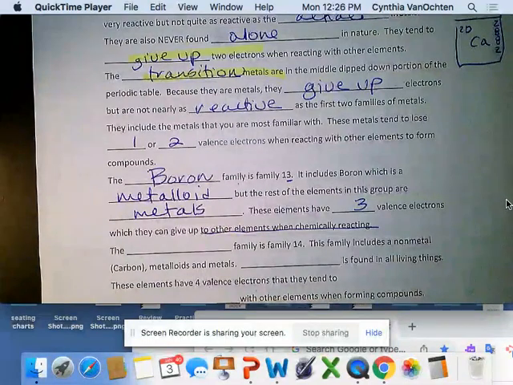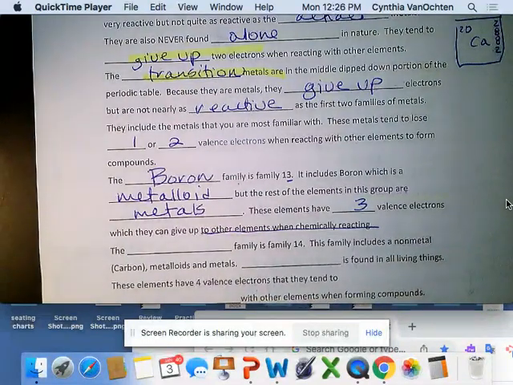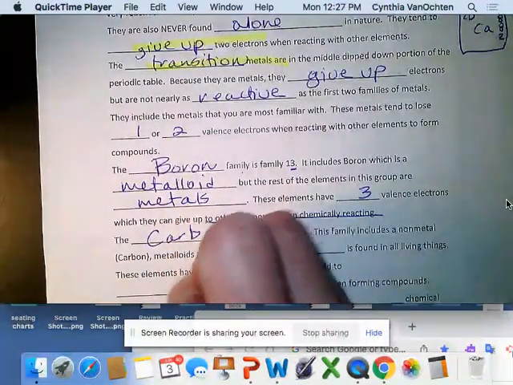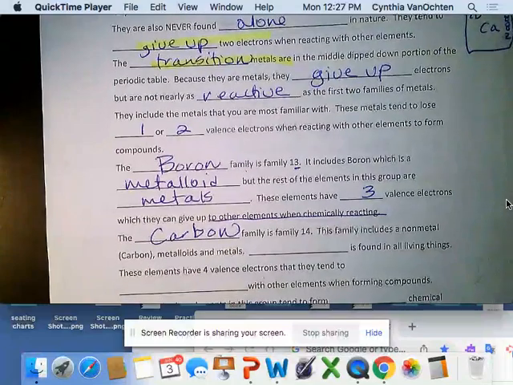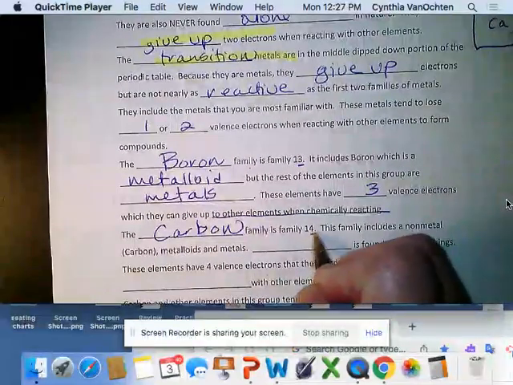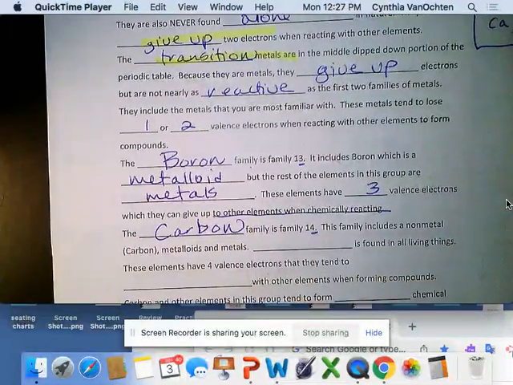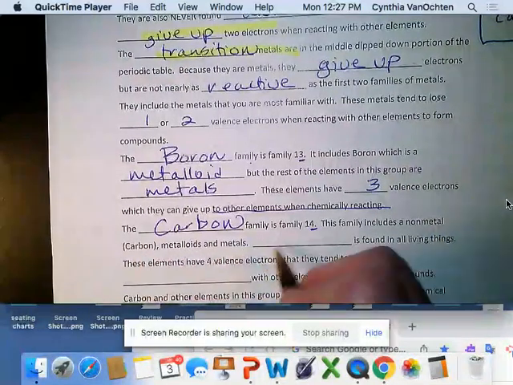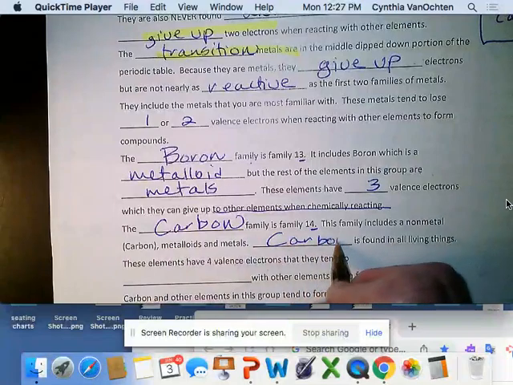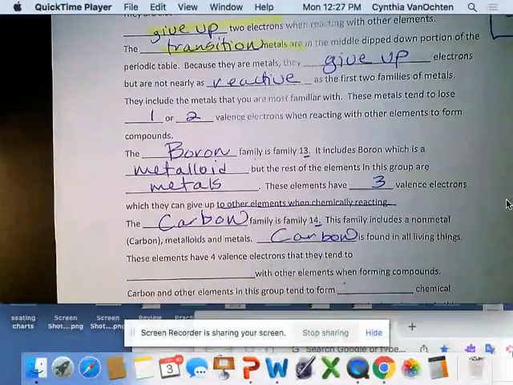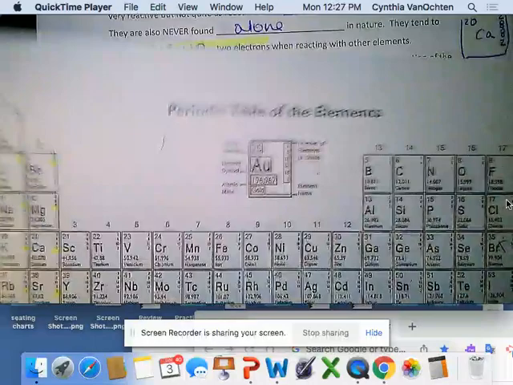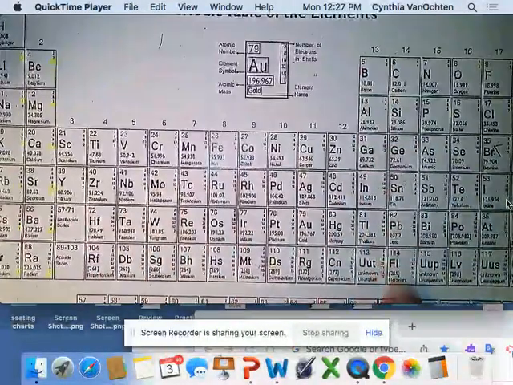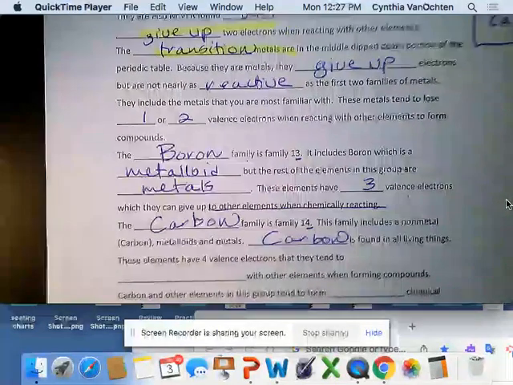All right. So the next one is family 14, and that is the carbon family. They all have 4 valence electrons. This family includes a nonmetal, metalloids, and metals. Carbon is an element that's found in all living things. And again, that 14, if we look at that second digit, that tells us every element in that group has 4 valence electrons.